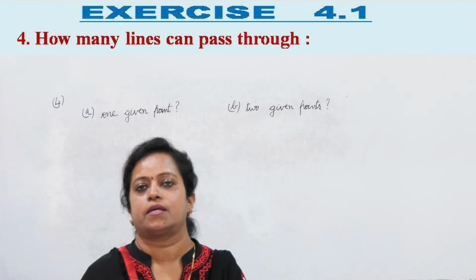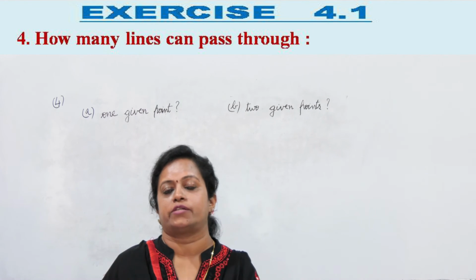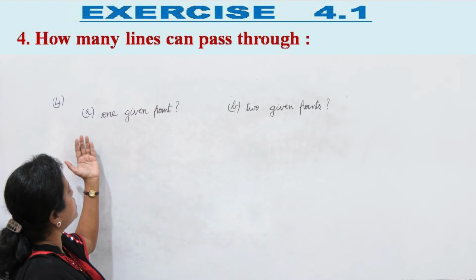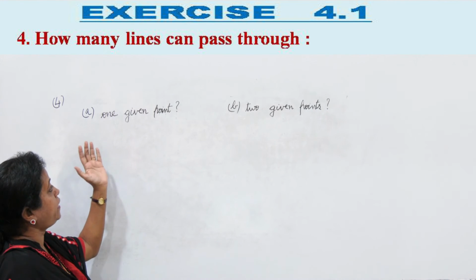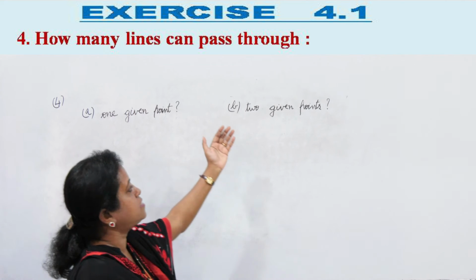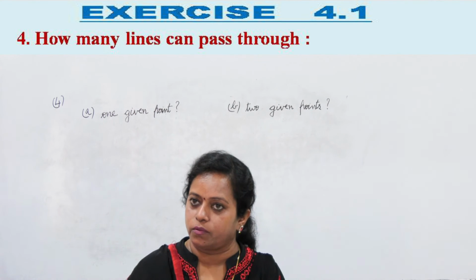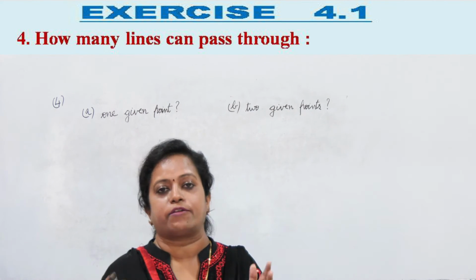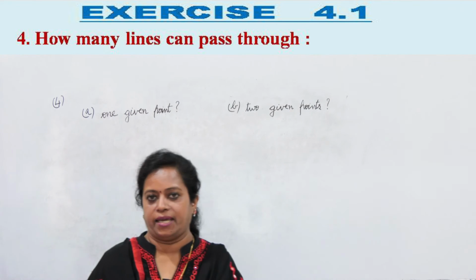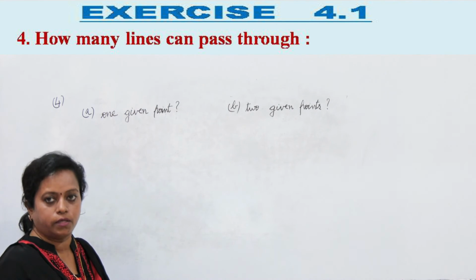Let us solve question number 4, which reads as how many lines can pass through, and two options have been given. The first one is you have to say how many lines can pass through when you have one given point, and the second is when you have two given points. So till now the questions that we did, you had the figures, and from the figures you had to name. So here now the question is given and you have to draw the figure.